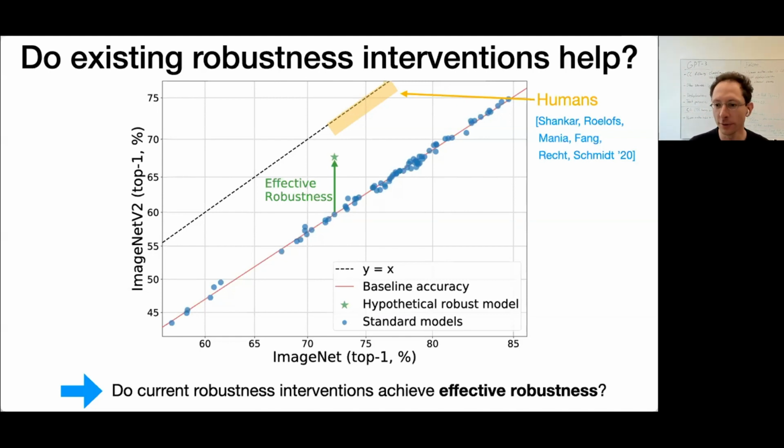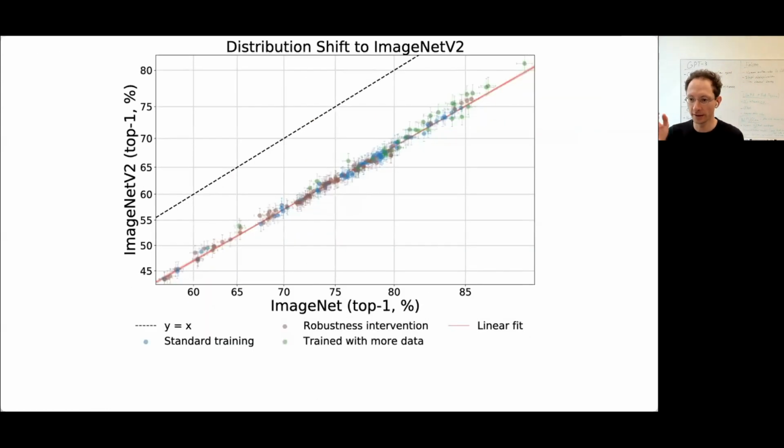Good. So now the question was, do any current algorithmic techniques help here? Roughly speaking, we can divide machine learning into techniques that improve the training data and techniques that improve the learning algorithms. Let's see here what helped the most. So here, this is again the same plot, but I added more models to it. I added the brown points, which are robustness interventions, and I added the green points, which are models trained on more data.